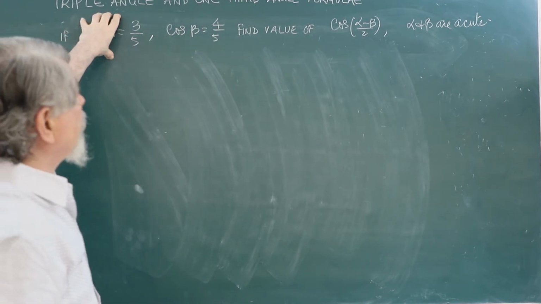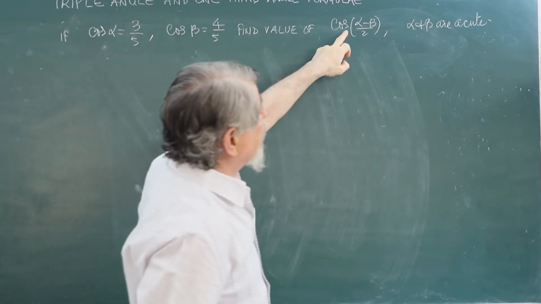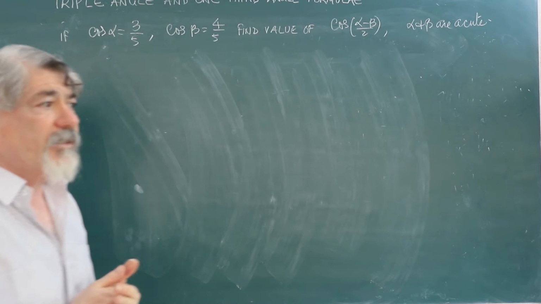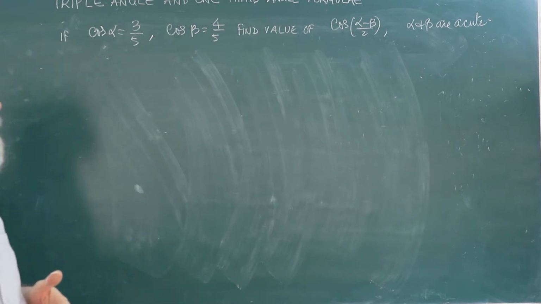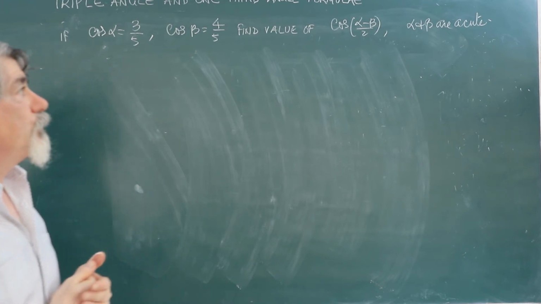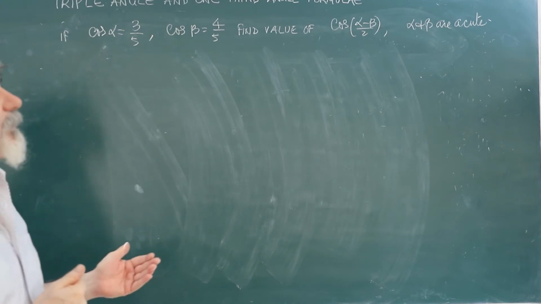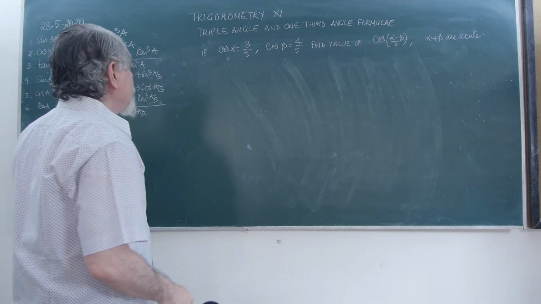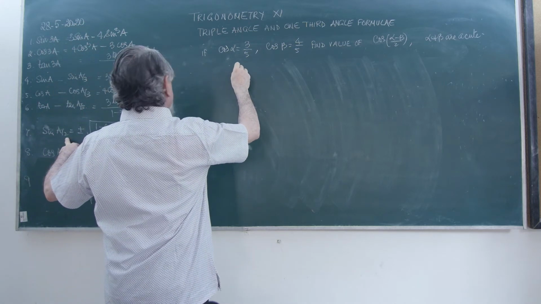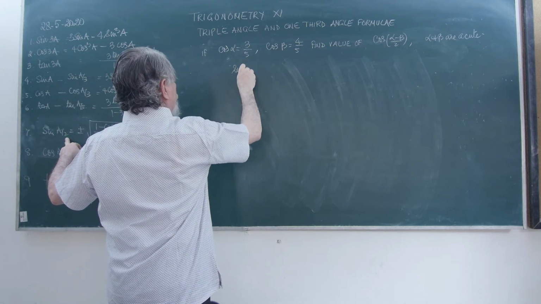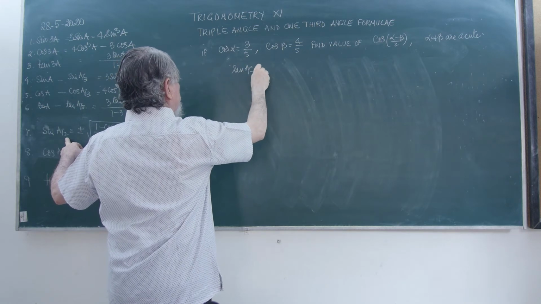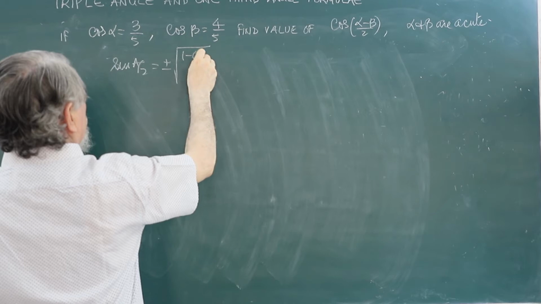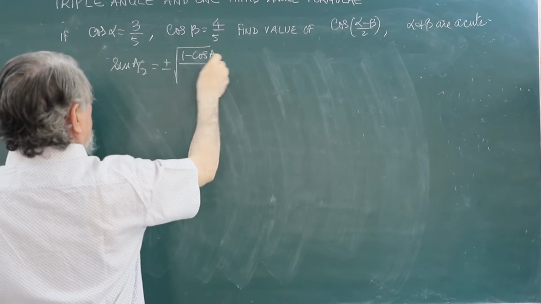I know cos alpha, I know cos beta, but I have to calculate cos alpha minus beta upon 2, so I have to calculate the values of cos alpha by 2, sin alpha by 2, cos beta by 2 and sin beta by 2. Now let us see the formula. We know that sin A upon 2 is plus minus under root 1 minus cos A upon 2.